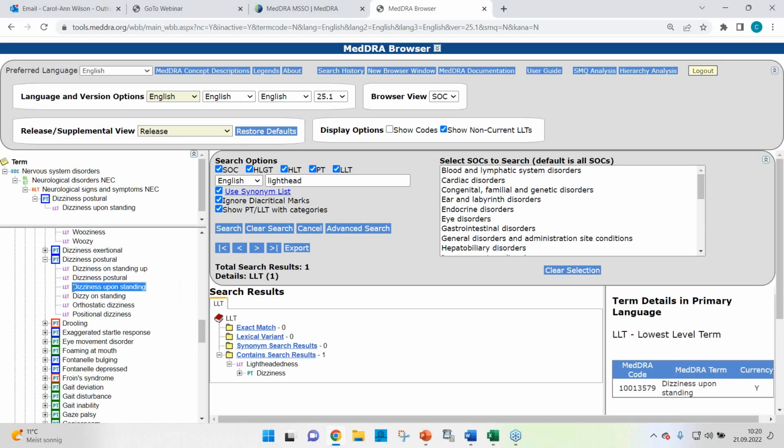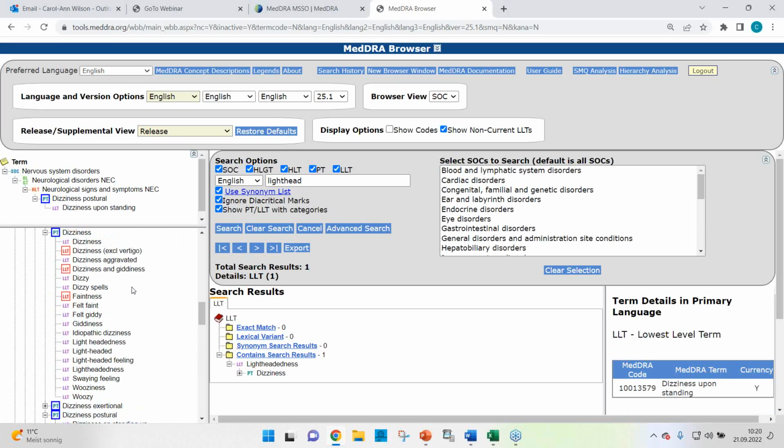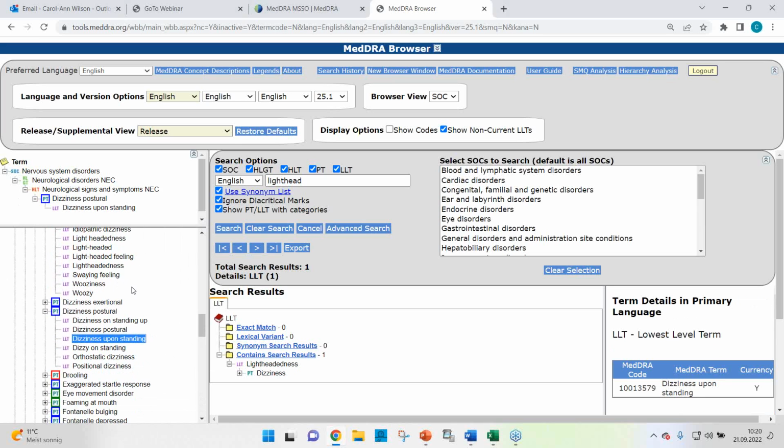Dizzy on standing is an adverb, not a noun, and lightheadedness is a noun, so that's why dizziness upon standing would be the closest match to the wording of our verbatim. Lightheadedness would be too vague. We would not capture the fact that this was really a dizziness that occurred when the patient was standing. And we see in MedDRA that this is really considered a separate medical concept. So this makes a difference on PT level, and therefore it's really important to capture this information.